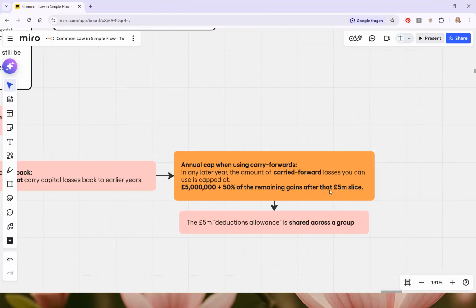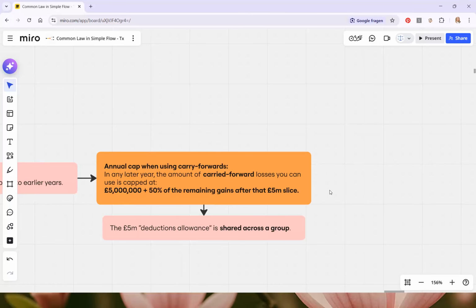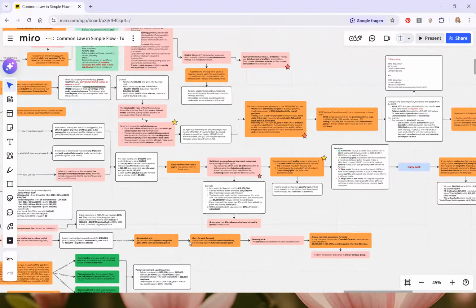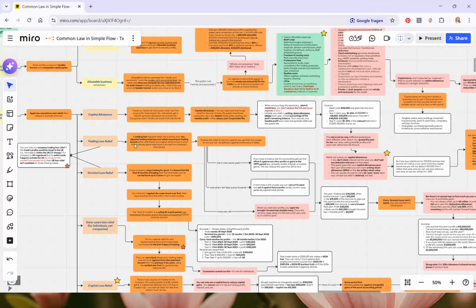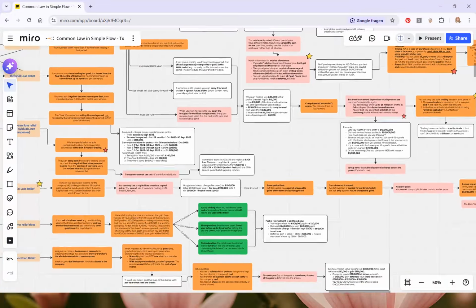So, annual cap: when using carry forward, there is an annual cap for it. In any later year, the amount of carried forward losses you can use is capped at 5 million plus 50% of the remaining gains after the 5 million slice. This is the same as we have discussed. The 5 million deduction allowance is shared across a group. We have talked about it already with the trading loss relief, and this is the same here.